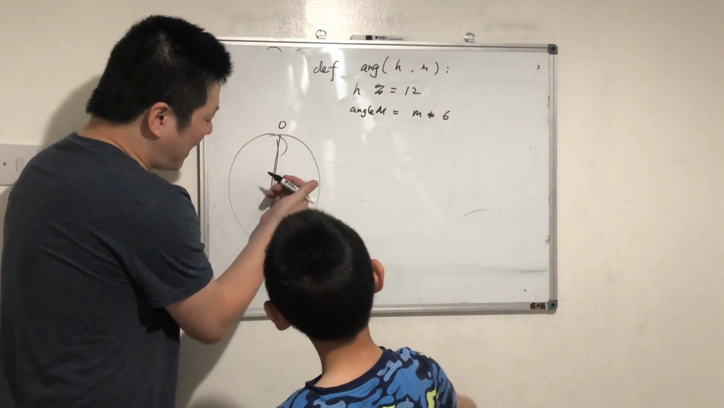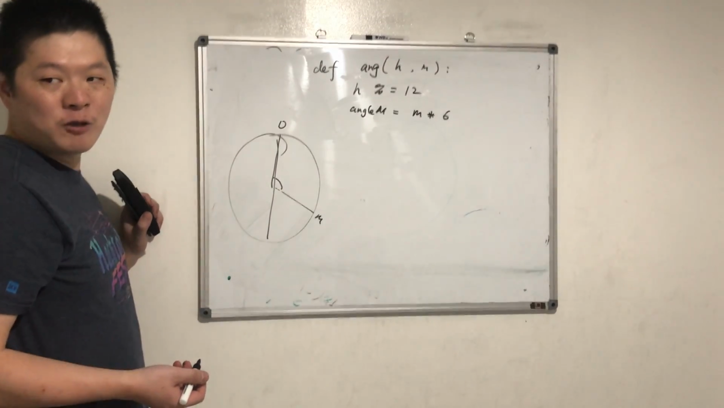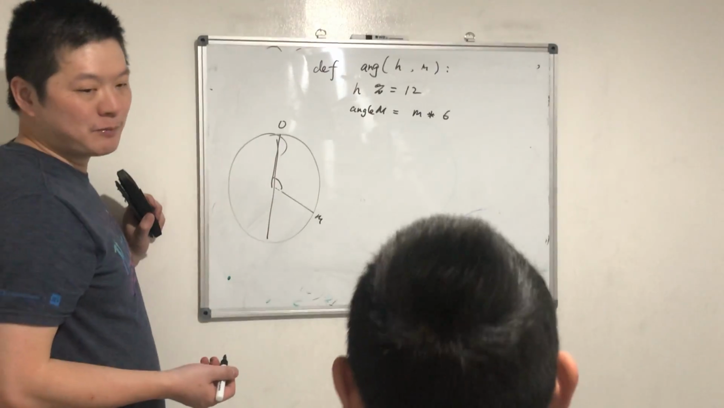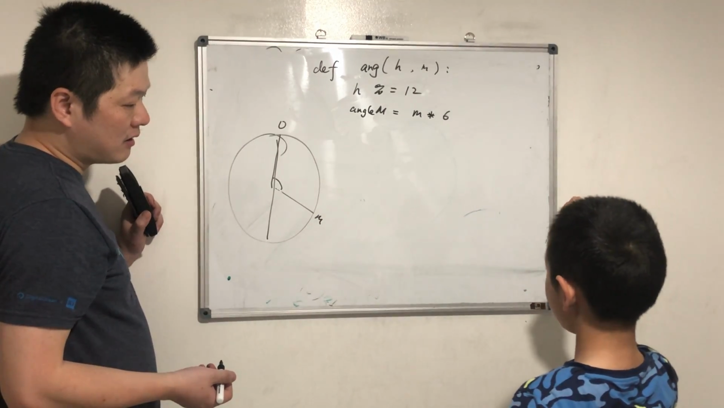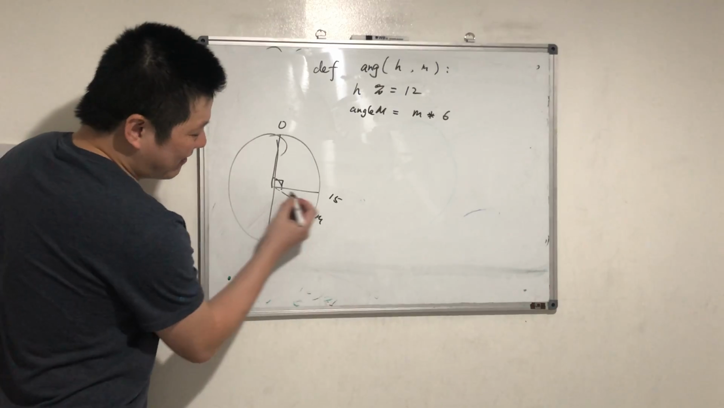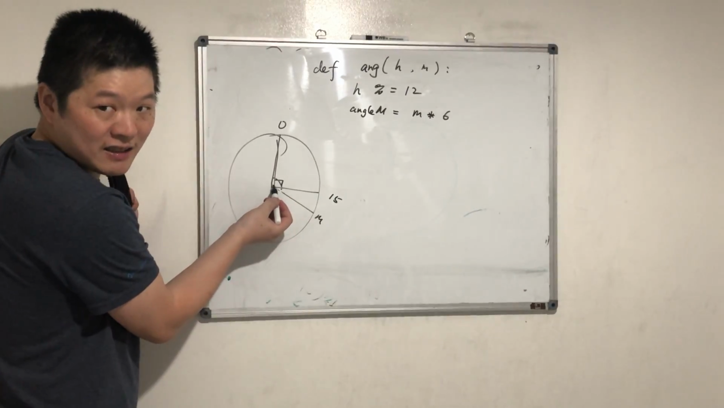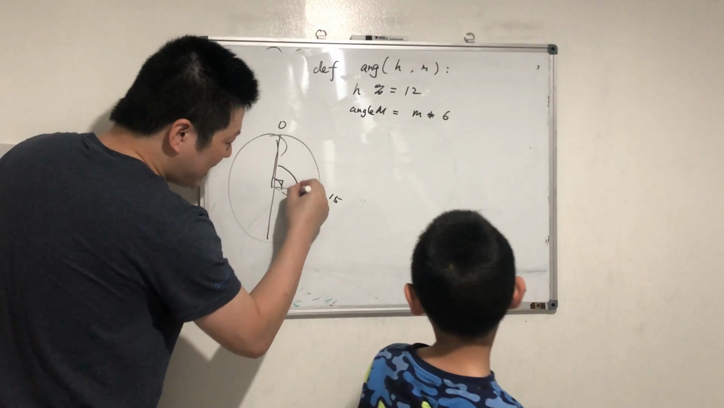So it's basically that. And when M is 15, what's the degree? It is 90. Look, it's 90. You see? When it's 15 here. Okay. So you understand this angle M is this.